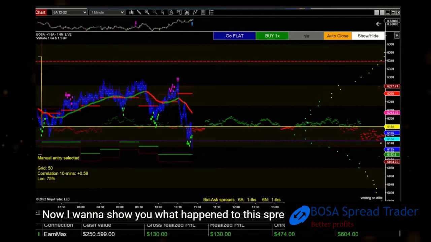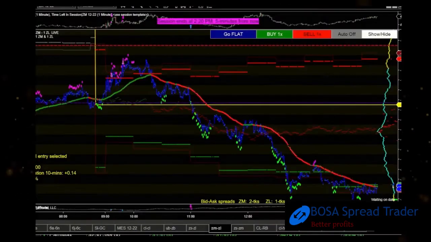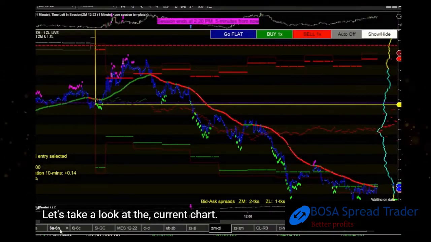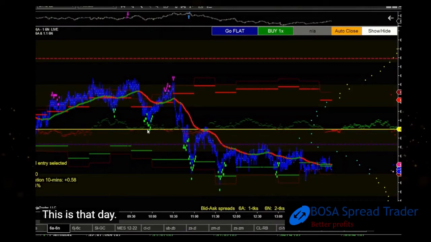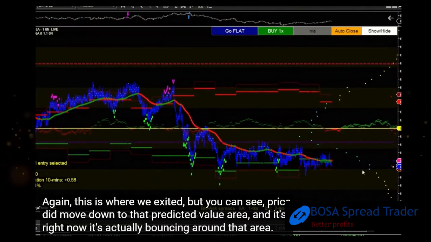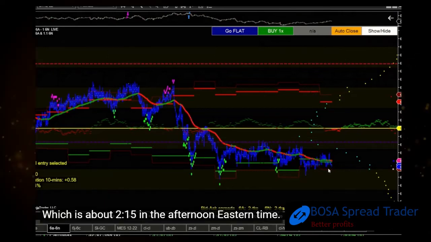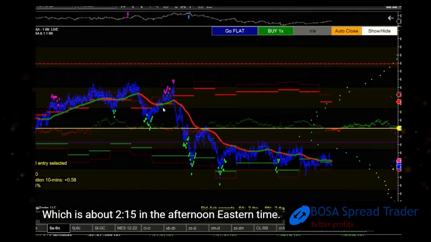Now, I want to show you what happened to this spread. I'm going to go over here to a live chart. Let's take a look at the current chart. This is that day. Again, this is where we exited, but you can see price did move down to that predicted value area. And right now it's bouncing around that area, for market time, which is about 2:15 in the afternoon Eastern time.